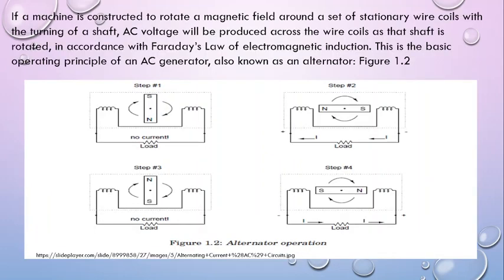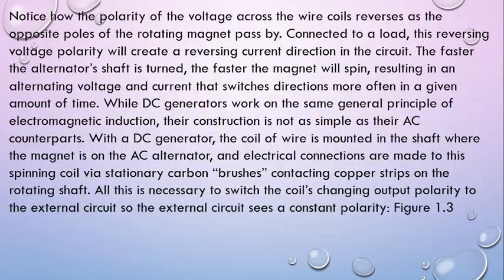Also, guys, if a machine is constructed to rotate a magnetic field around a set of stationary wire coils with the turning of a shaft, AC voltage will be produced across the wire coils as the shaft is rotated, in accordance with Faraday's law of electromagnetic induction. This is the basic operating principle of an AC generator, also known as an alternator. And also you can see the example of this in figure 1.2.